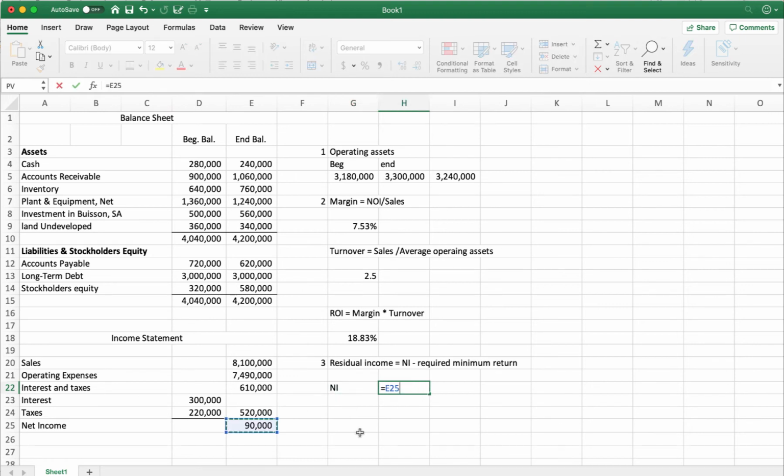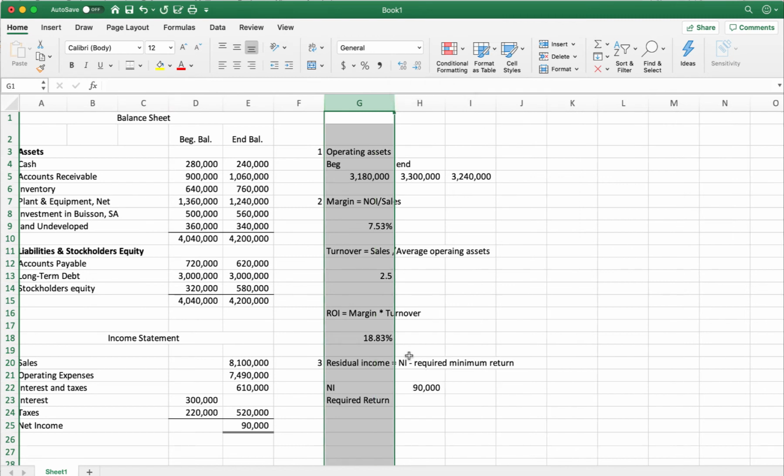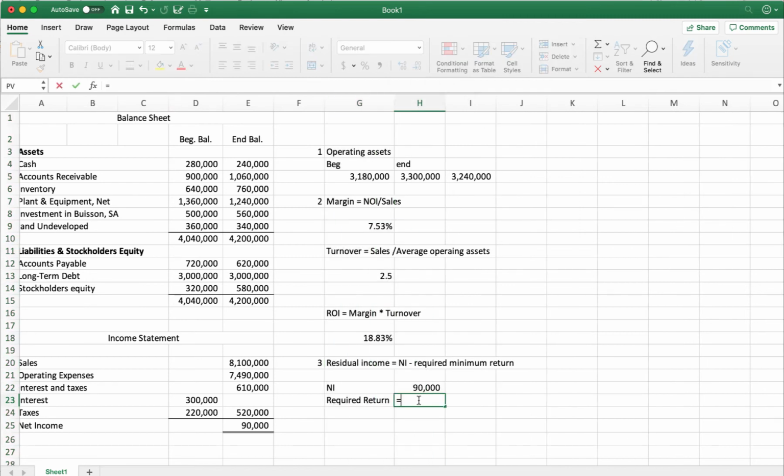Okay? So we already know what our net income is. Our net income, 90 grand, right? So we need to figure out what is our required return, or required rate of return. That's easy for us to figure out. To figure that out, we know what our average operating assets are. We need to multiply that by our required rate of return, which is 15%, or 0.15.